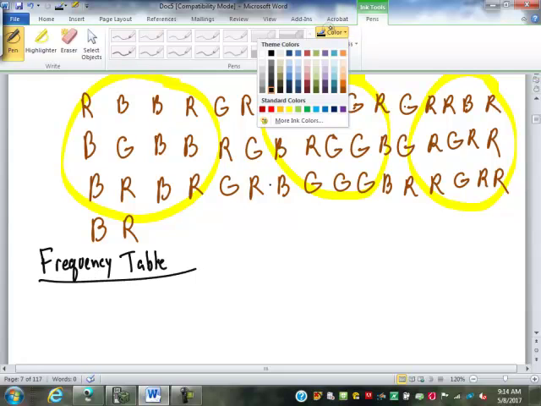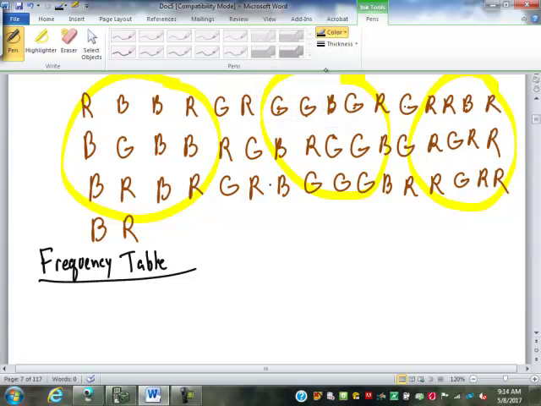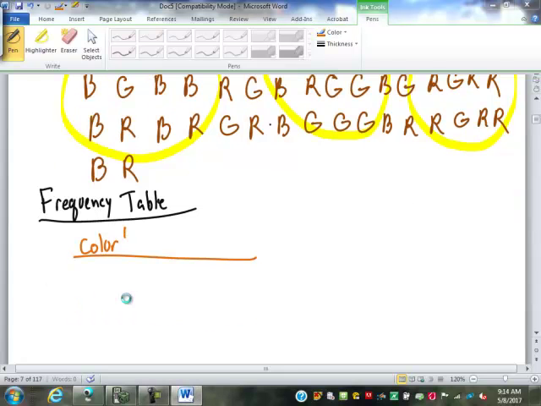And in a frequency table, we list out all of our possibilities. So here it's color. And we're going to list out red, blue, and green.